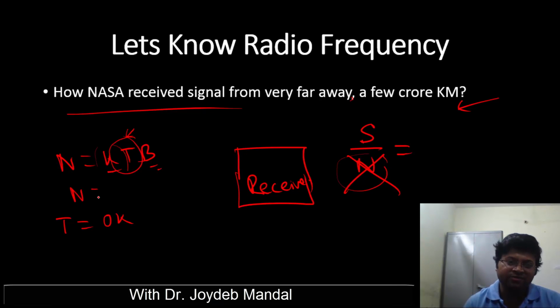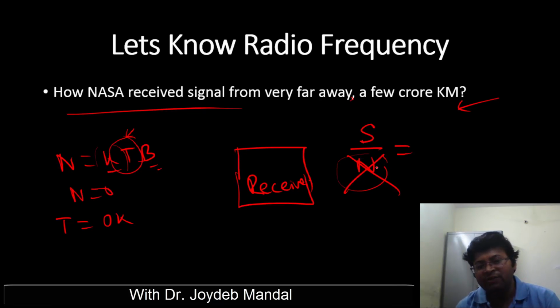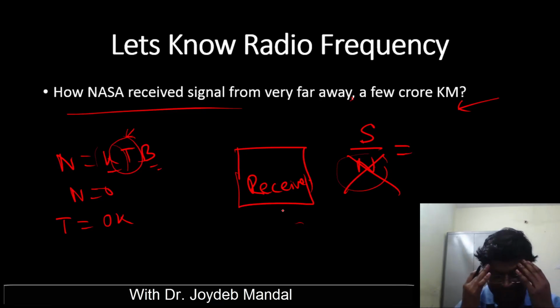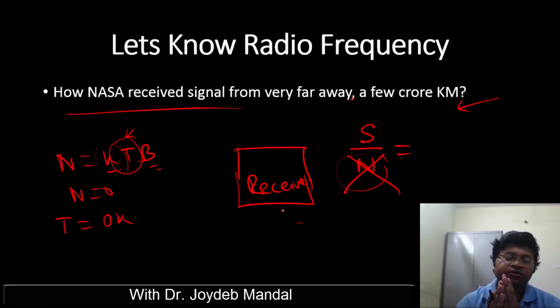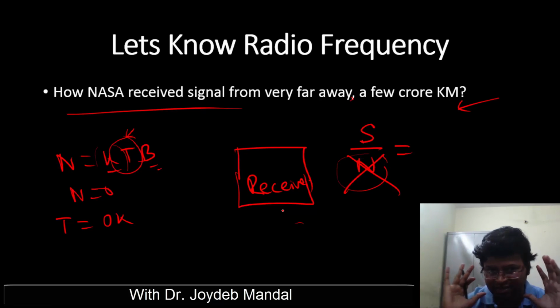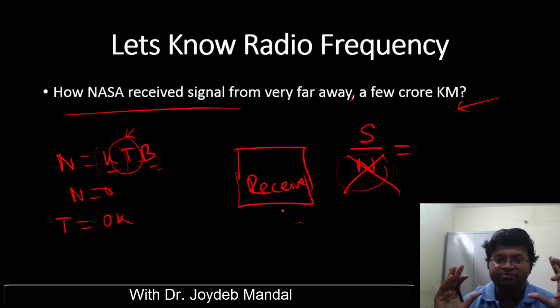N will be 0, so total noise will be 0. Then what is this noise actually? Receiver means, suppose you design a system, for example at NASA. The NASA laboratory will make a receiver, and in that receiver they will make an environment such that the temperature will be 0 Kelvin, but ideally 0 Kelvin may not be possible.